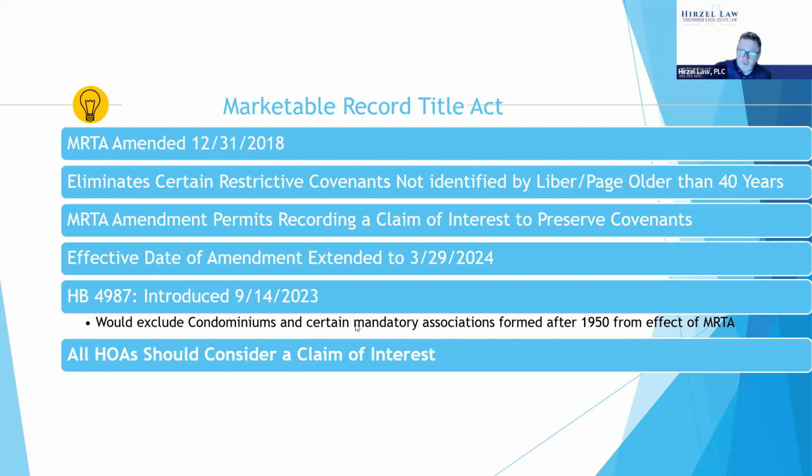If your association is older than 1950, or you're a voluntary association, then there is a risk that the MRTA would still apply. The main takeaway from this is that if you are looking at potentially amending your governing documents or looking at the significance of your governing documents, if you're in an HOA or you're on the board of an HOA, you should seriously consider whether to record a claim of interest in order to avoid the possible ramifications of the MRTA. And ideally, that would be done before the end of March 29th, 2024.